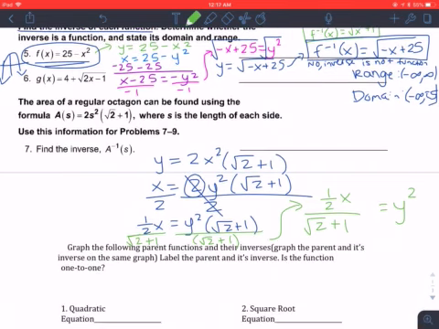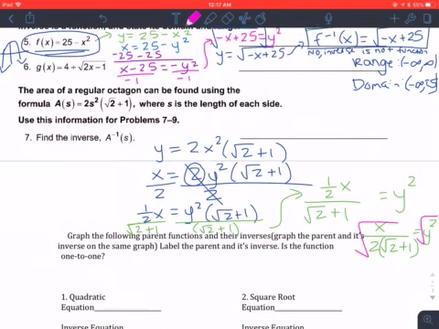So at this point, I've got 1/2 x divided by the square root of 2 plus 1 equals y squared. And we can actually just write that as x over 2 times the square root of 2 plus 1 equals y squared, and then we want to take the square root of both sides to get y by itself. So our final a to the negative 1 of s is equal to the square root of x over 2 times the square root of 2 plus 1. Alright, so that's our inverse.